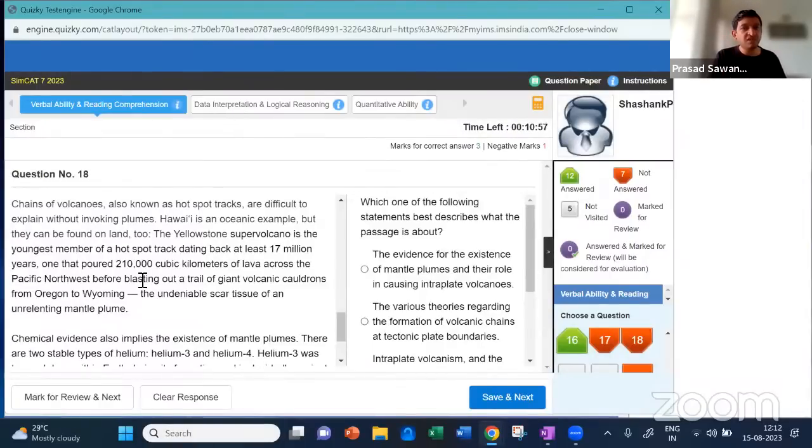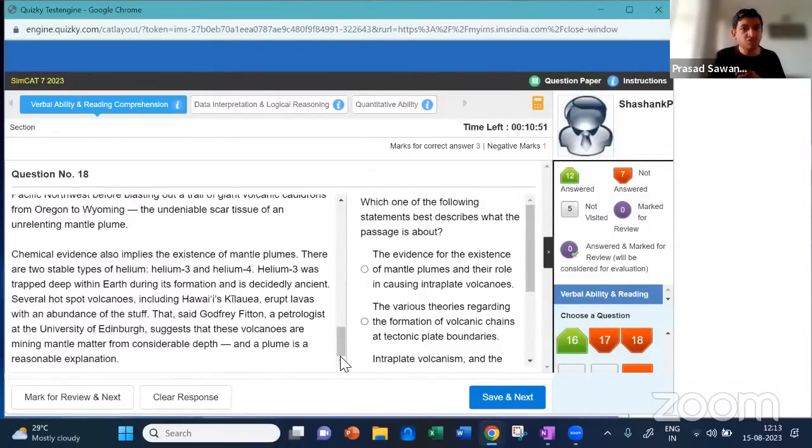Yellowstone supervolcano is the youngest member, 17 million, whatever. Undeniable scar tissue of an unrelenting mantle plume. So there is core and there is mantle. So mantle ka jo plume hota hai, that is what we're talking. Plume is the, I'm assuming the one that is in birds as well, right? The topmost feathers kind of thing.